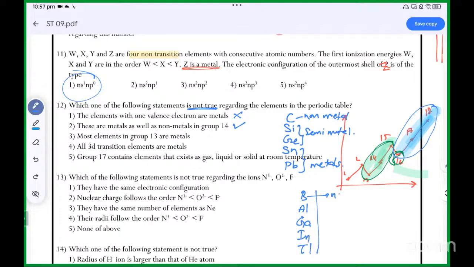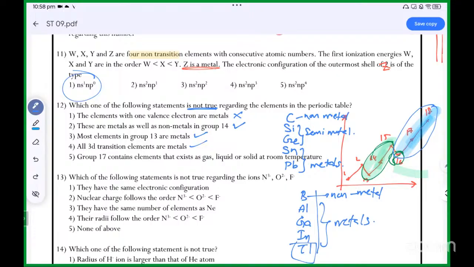So boron is a non-metal. All others are metals. Aluminum is also a metal. Gallium, indium, thallium, those are also metals. So most of the elements in group 13 are metals. This is correct, right? Then all 3D transition elements are metal. There is no argument. They are metals. That is correct. Group 17 contains elements that exist as gas, liquid, or solid at room temperature.